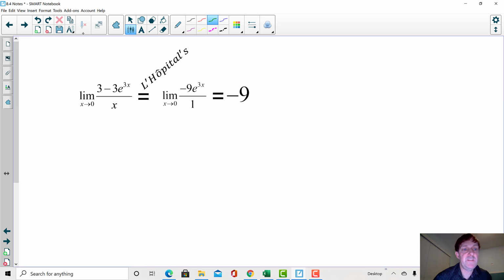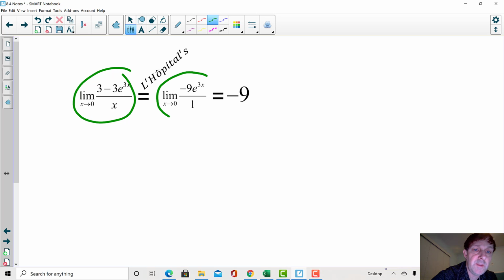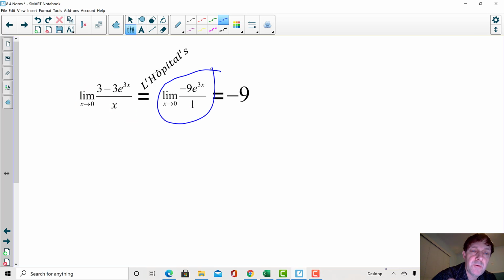Okay, here's another basic example of L'Hopital's rule. If you plug in 0, you're going to get 3 minus 3 over 0. So that's 0 over 0. So you can use L'Hopital's rule. So this limit is going to equal this limit. Notice I did the derivative of the bottom separate, and I did the derivative of the top separately as well. Now when you plug in a 0, you're just going to get negative 9.